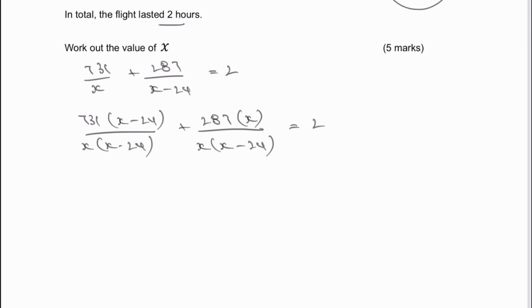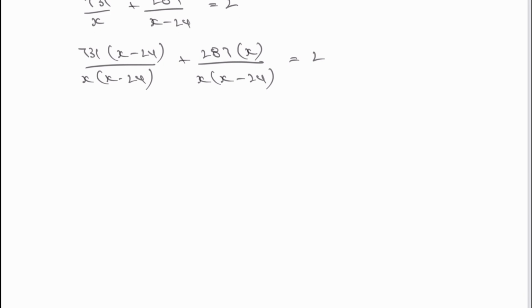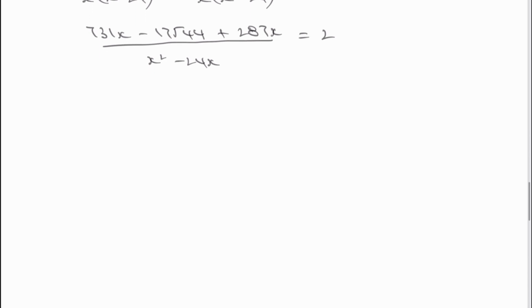Okay, so let's just tidy this up a little bit. I'm going to expand the numerators, and I'm also going to expand the denominator, and what I get is 731x minus quite a big number here, 17544 plus 287x, and that's all divided by x squared minus 24x equals 2. Now at this point I think you can probably see that the numbers are really quite big, but keep going, because hopefully at the end they're all going to work out for us. So I'm going to tidy this up a little bit, and that's going to give me 1018x minus 17544.